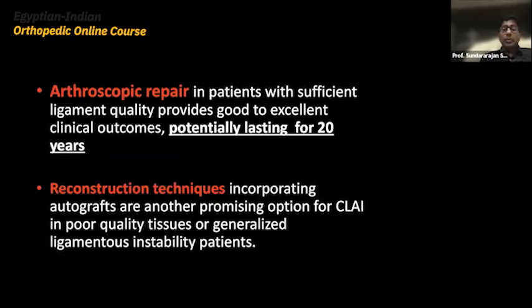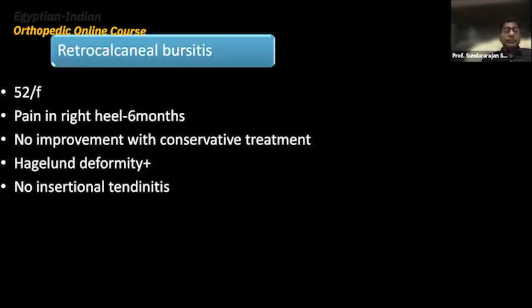Arthroscopic repair in patients with sufficient ligament quality provides good to excellent results. And if the tissue quality is poor, you may have to do a reconstruction technique, and you can use open or arthroscopic procedures for that.